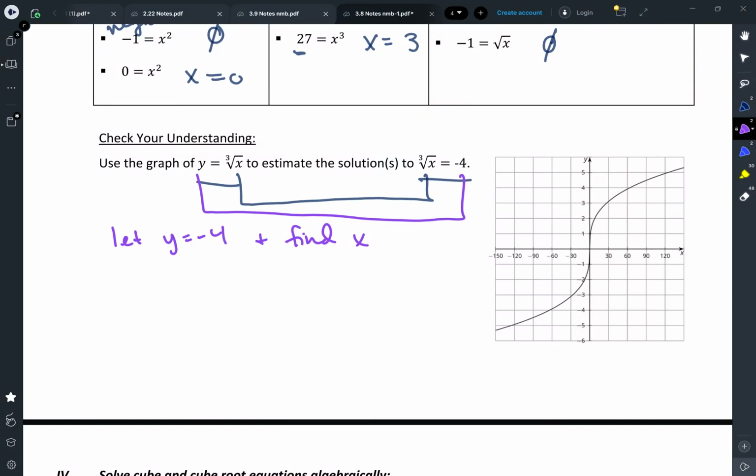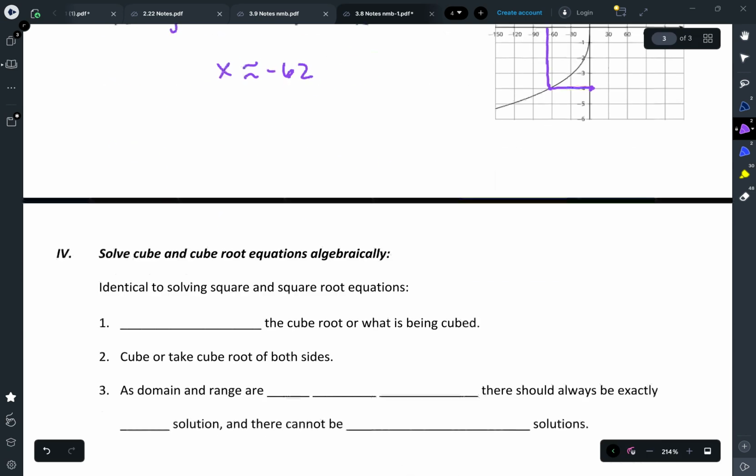So let's go on our y-axis to -4. Follow that across to my function, it hits right here, kind of right after the -60. So maybe I estimate and I say x is about -62. I'm not really sure, but that could be my guess. We'll come back to that in a minute.